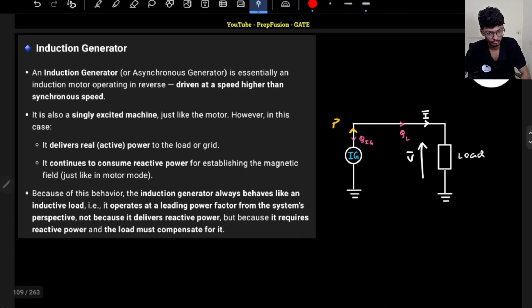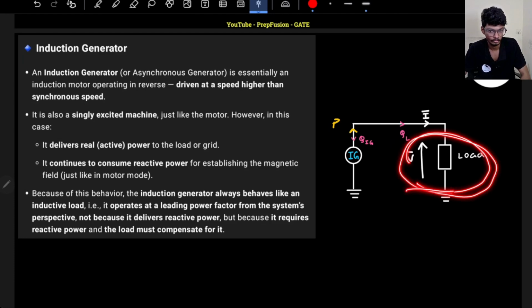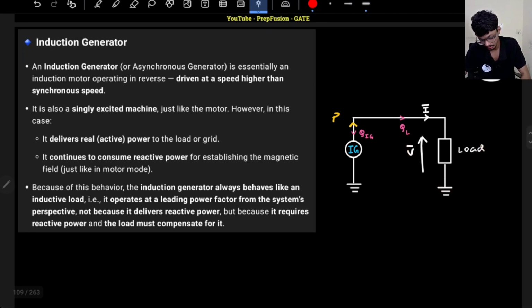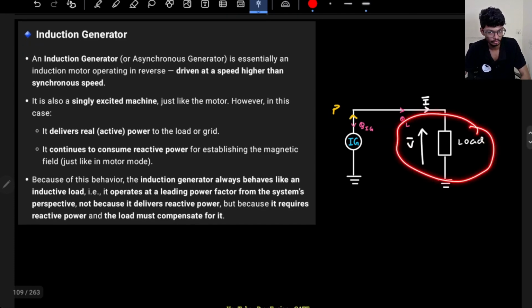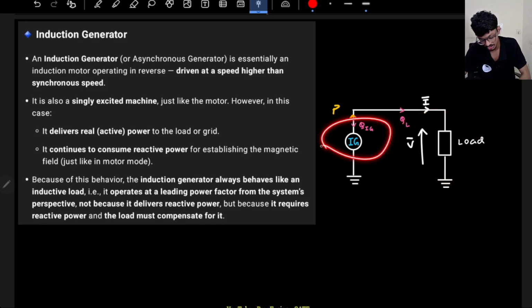That is the only difference over here. Okay, I hope you have understood. So simply, if I connect a lagging power factor load here, this will not work. Okay, so if I connect a lagging power factor load here, this will not work. Only capacitive loads will work, so the induction generator will work with capacitive loads. Okay, very key point.